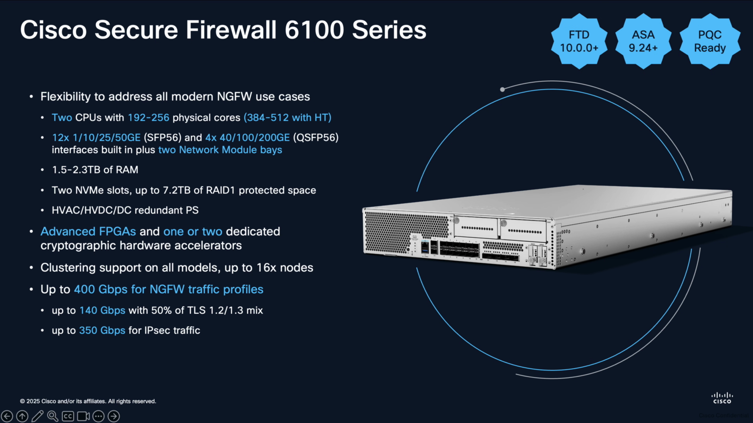So jumping ahead, we borrowed architecture and thought from the 3100 and 4200 series and brought this into a massively scaled out version in the 6100 series. So on board, you get 12 SFP56 ports, 4 QSFP56 ports, which are up to 200 gigabits per second, and then 2 network module slots, which will be compatible with the existing 3100 and 4200 network modules. In terms of performance, up to 400 gigabits per second in next-gen firewall. For a TLS 1.2, 1.3 mix, you can expect to see around 140 gigabits per second, and then for IPsec traffic, around 350 gigabits per second.